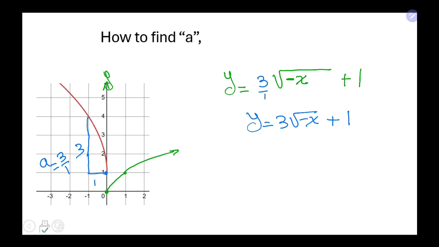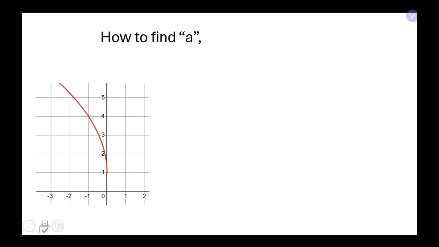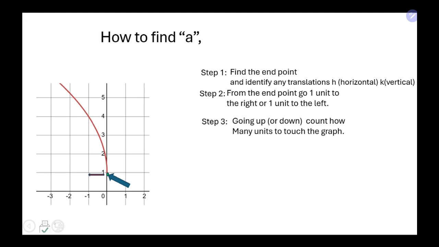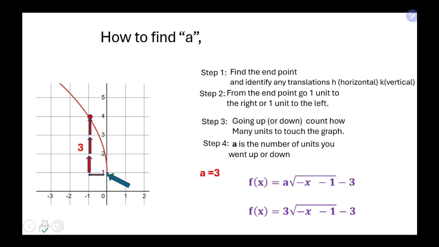Okay, so let's erase and let's see it nice and neat. So we find the endpoint, identify the translations, and then we go 1 unit to the left or to the right, and here we went left. We go up or down to touch the graph and we count. That's what we just did, 3 units. So that number is my A. That's the stretch factor. So this graph was stretched by a factor of 3. We have one more example.